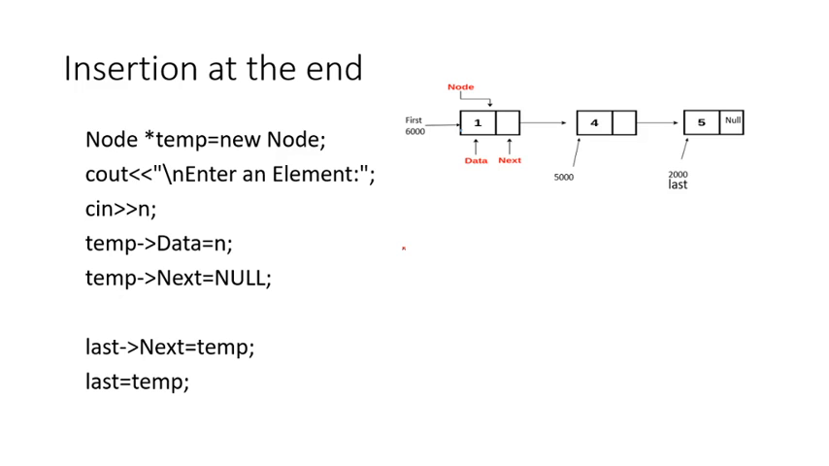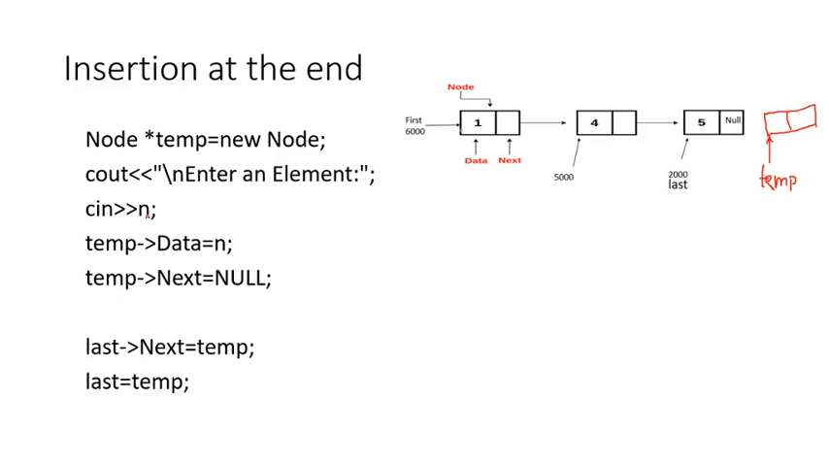Now we will see the second case, that is insertion at the end. Again we have to allocate for insertion the new node. That can be done using the new operator. So this is the memory which is getting allocated for the new node. Base address of this newly allocated node is stored into the temp pointer. After that we have to accept from the user the data which we want to store in the data field of this newly allocated node.